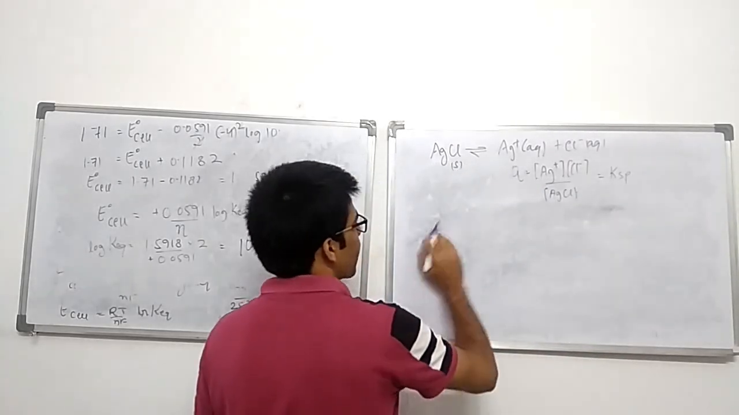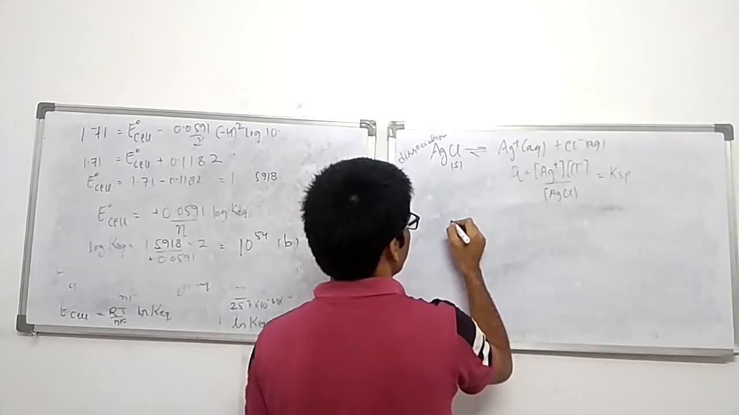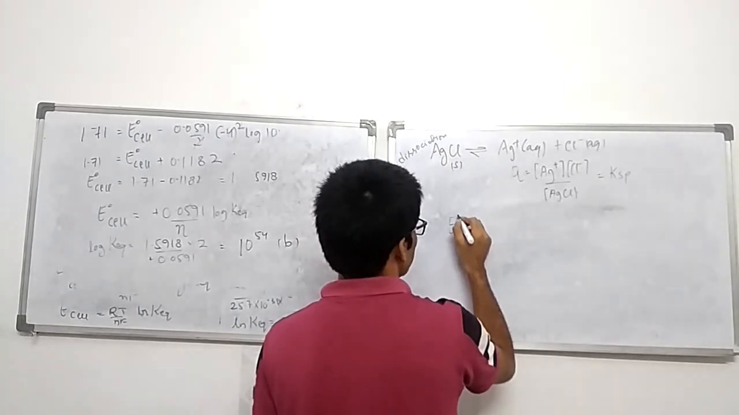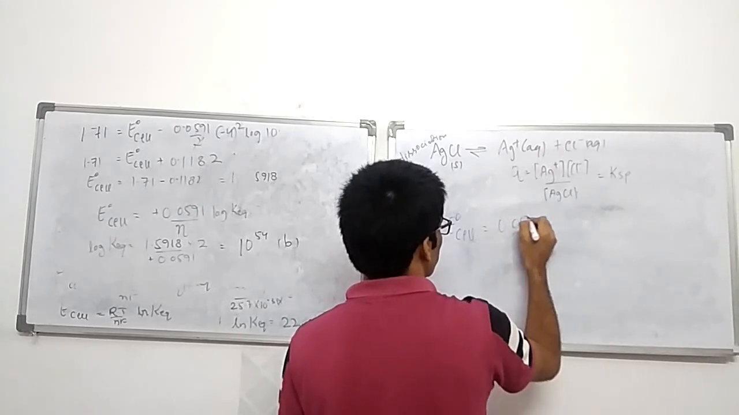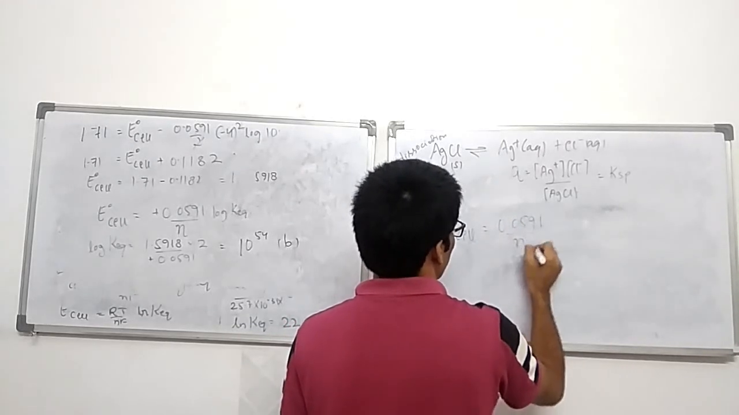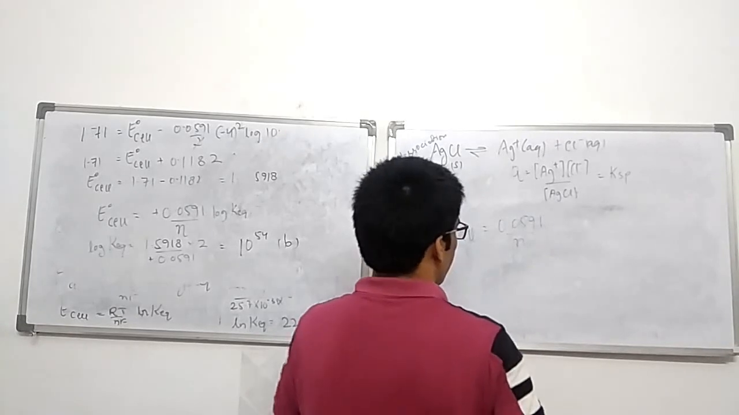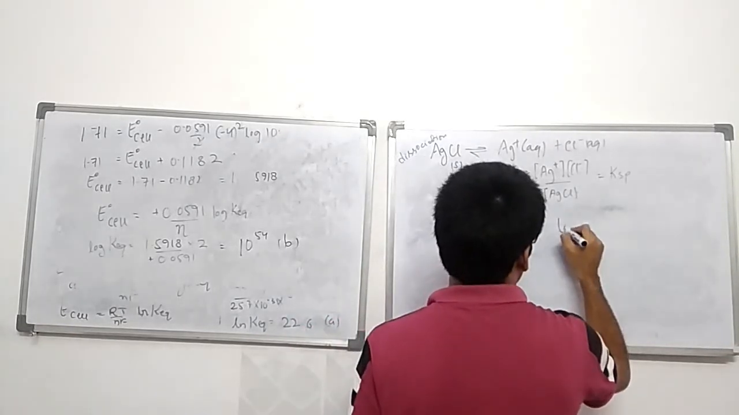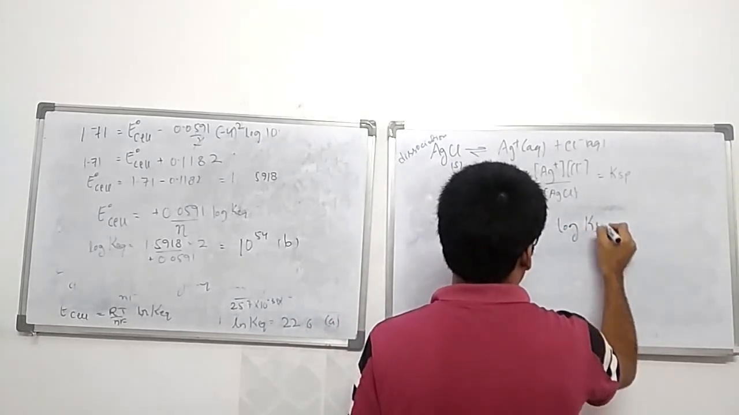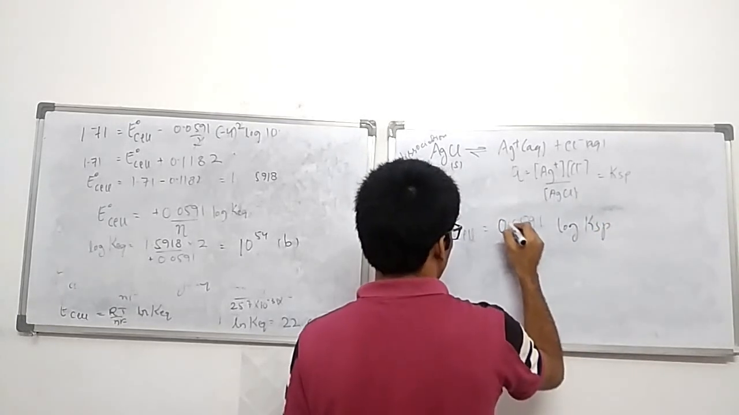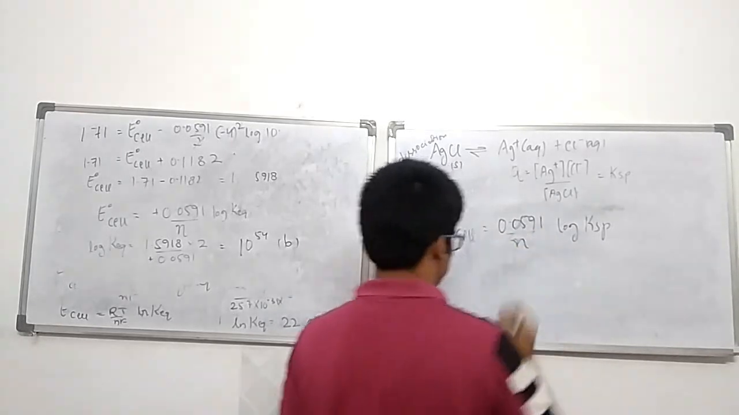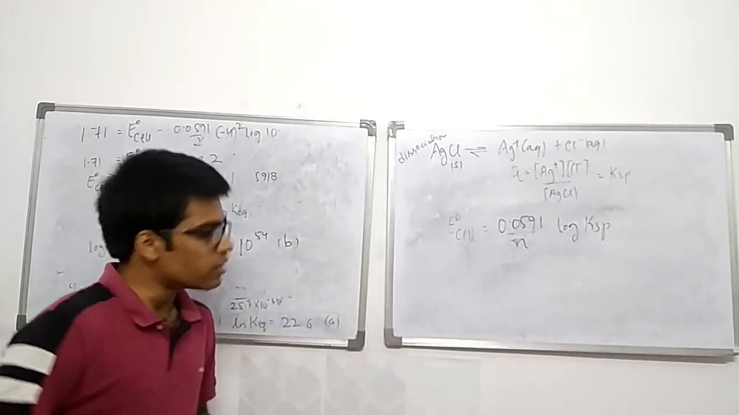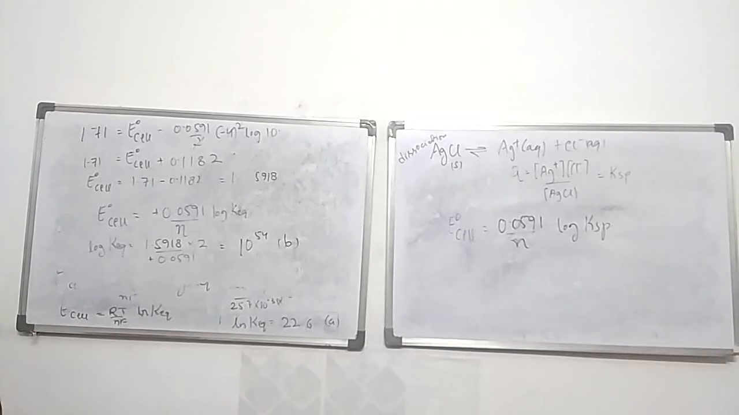What will be the change happening in the equation? We get the Nernst equation as E naught cell is equal to 0.0591 by N, and I have log Ksp. This is 0.0591 by N. Okay, we'll see some questions from here.